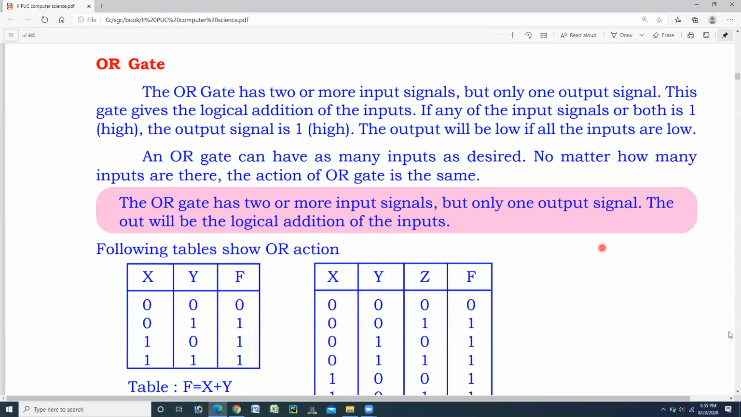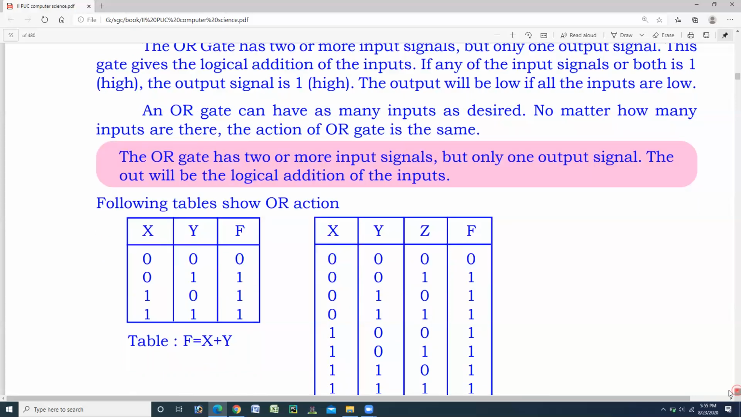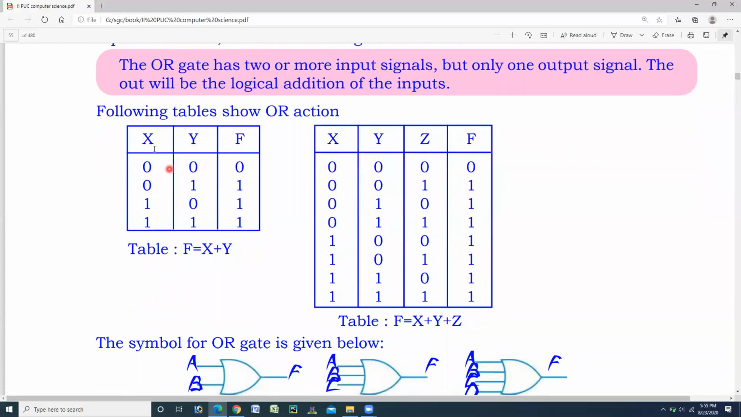If you observe the truth table here, after knowing that theoretical part, say x and y are the inputs, then f will be the output. Here f is nothing but x plus y, where this plus is logical addition, not mathematical addition. See here. If x is 0 and y is 0, then f is also 0. X is 0, y is 1, then f is 1. Then x is 1, y is 0, 1 plus 0 is again 1.